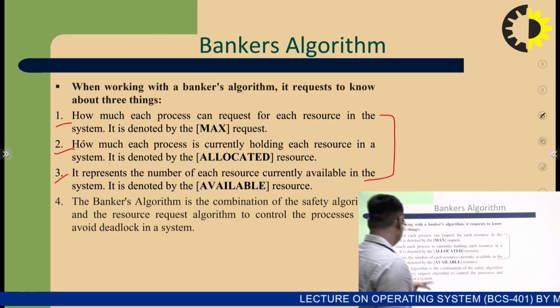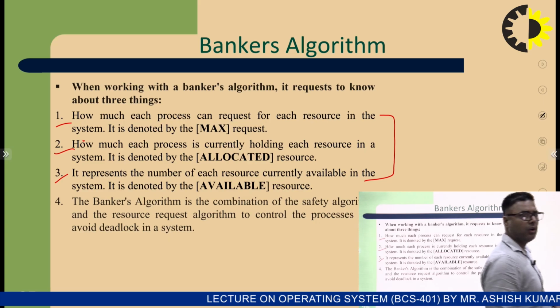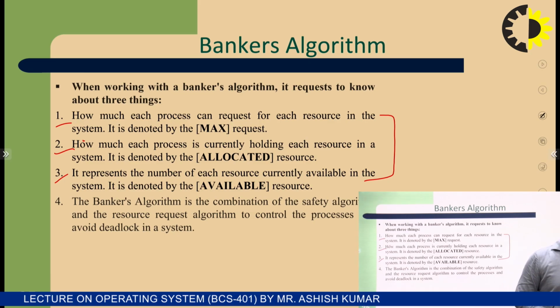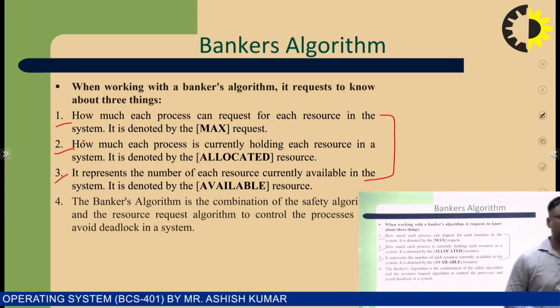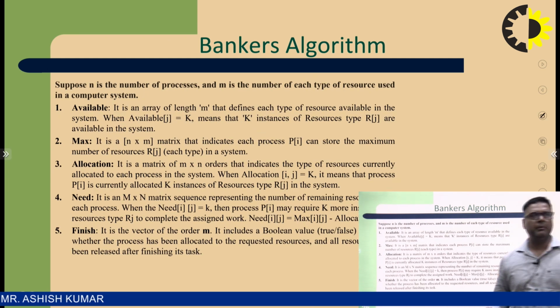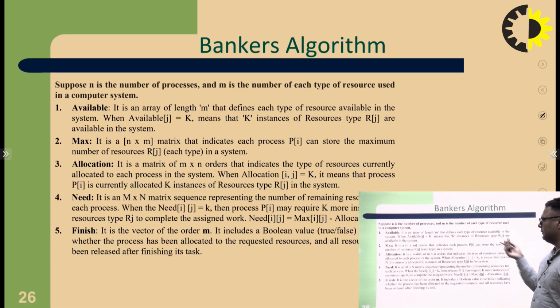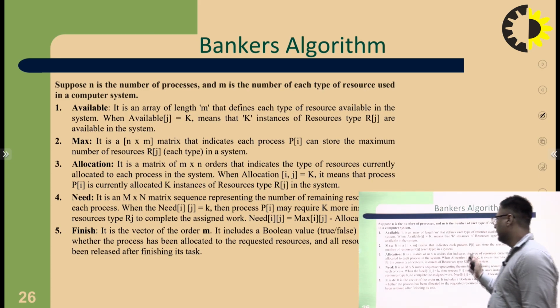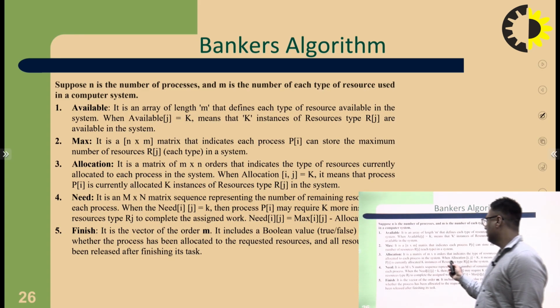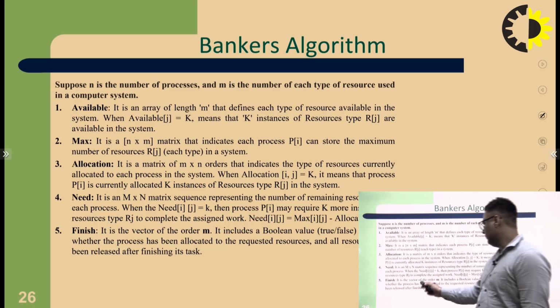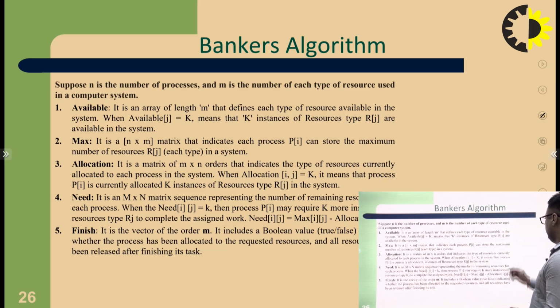And the last point: the banker's algorithm is a combination of the safety algorithm and the resource request algorithm to control the process and avoid deadlock in a system. In the banker's algorithm, first you check the availability, then maximum need, then allocation of resources of any process, need of resources of any process, and then finish. These five conditions are used.